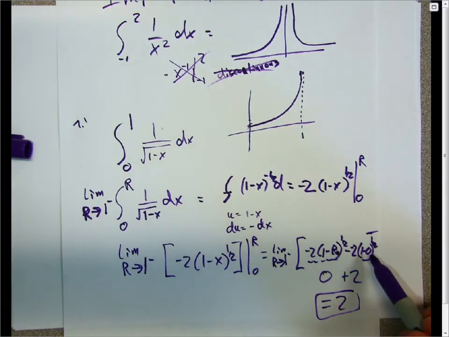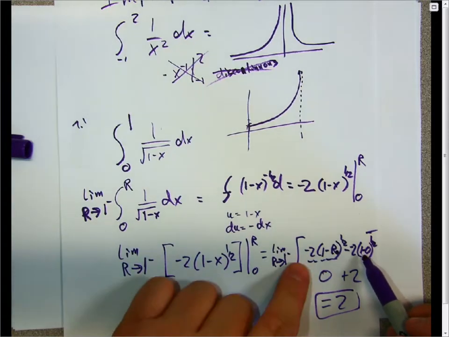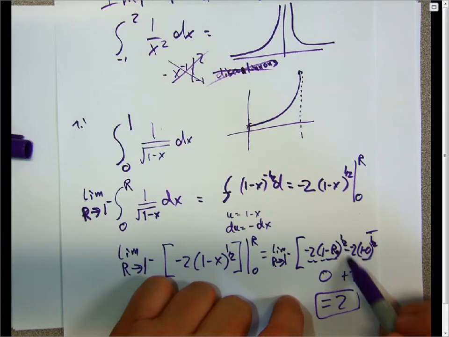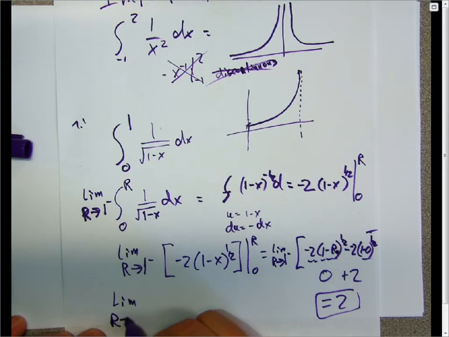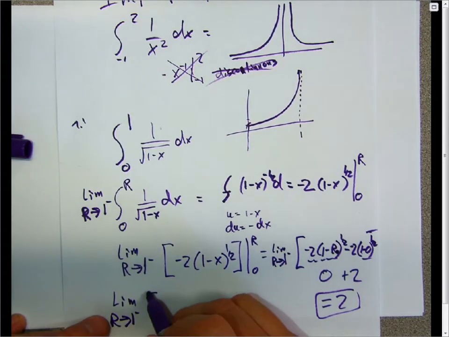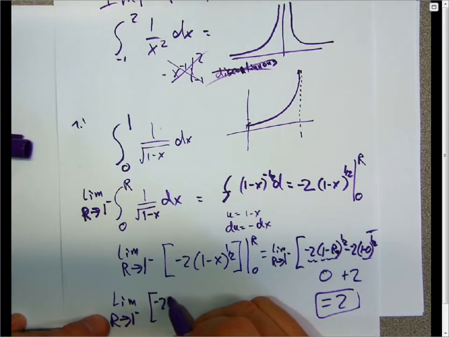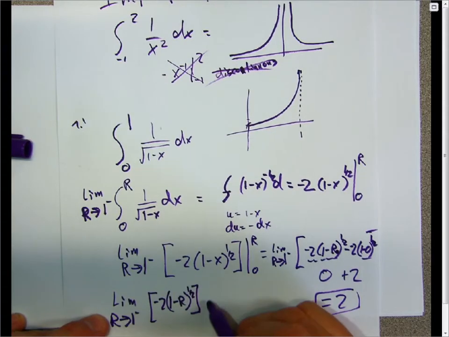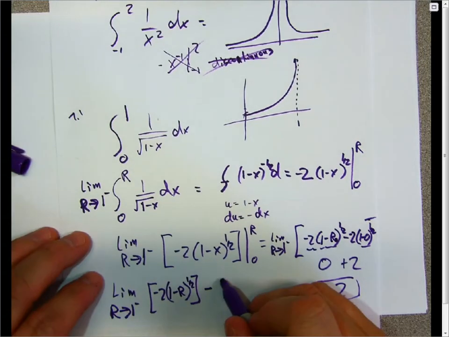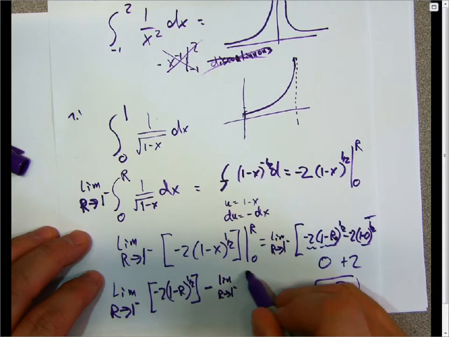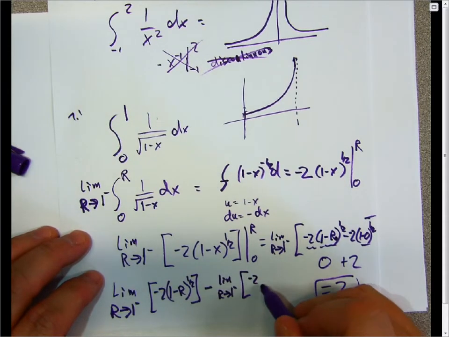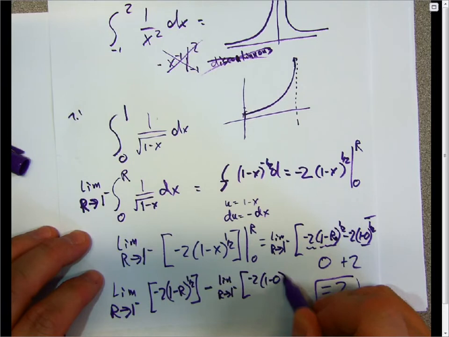Now you say, well, wait a minute, you took the limit of the first piece, but you didn't take the limit of the second piece. On the contrary, I did take the limit of the second piece. It's just that there are no r's in this component, so it's just like if I split the limit as r approaches 1 from the left of this problem, negative 2, 1 minus r to the 1/2 minus the limit as r approaches 1 from the left of negative 2, parenthesis 1 minus 0 to the 1/2.